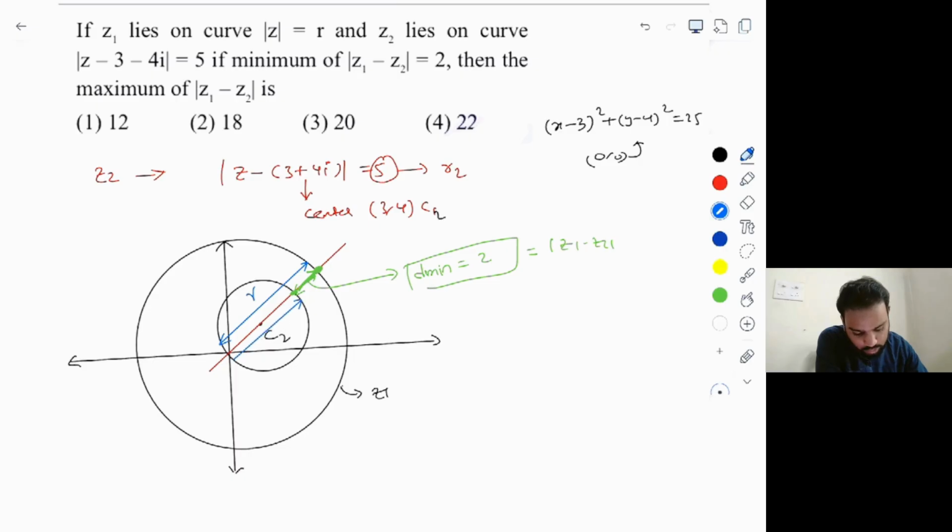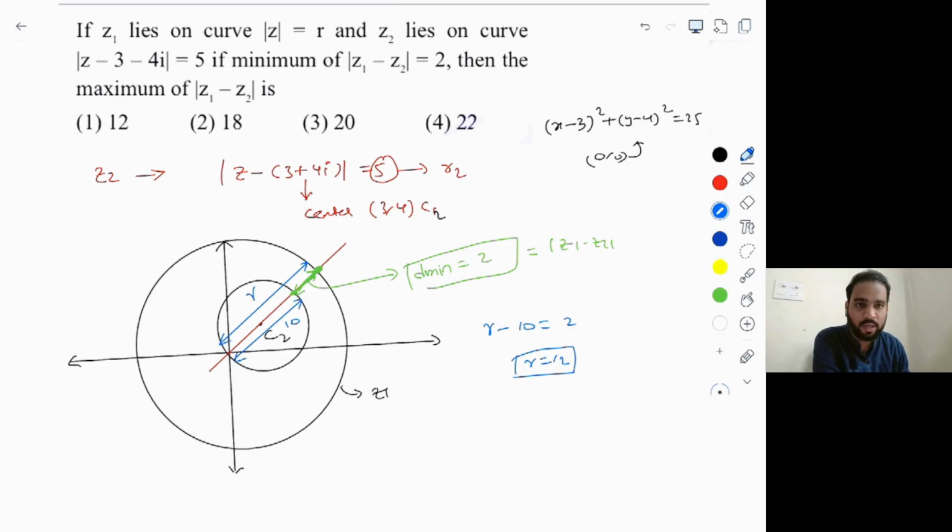And what is the diameter of the smaller one, which is 10 units, right? So if you subtract those two, you have to get the value as D minimum here. So R minus 10 is equal to 2, which implies R is equal to 12 here. Okay, but that's not the required R value, because what we have to find out is the maximum distance between the 2 points Z1 and Z2.